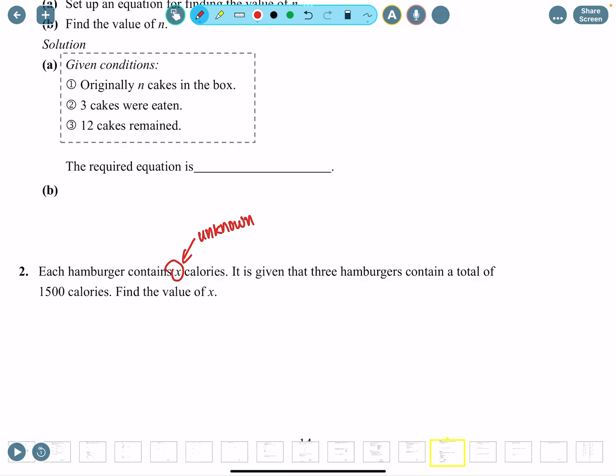Anyways, it is given that 3 hamburgers contain a total of 1,500 calories. Now, in your mind, I know you're going to do 1,500 divided by 3, right? But if you want to make it using the letter X, well, you can write it like this. X equals 1,500 divided by 3, which is 500. So the value of X is 500.